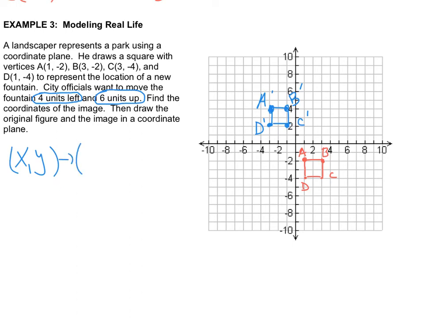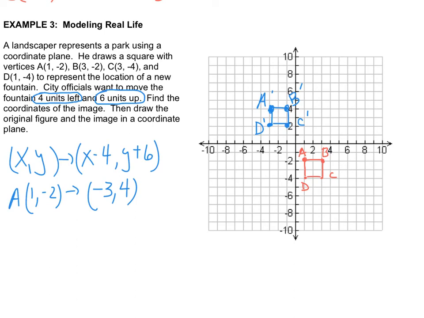So again, left 4 units. So this time the x value, whatever the original x is, has to go to the left, which is minus 4 on a number line. And the y value is going to go up. And when I say up, we always add. So that's what the algebraic piece looks like. So looking at each of these, A originally was 1, negative 2. If I subtract 4, it now becomes negative 3. Adding 6 to a negative 2 makes it 4. So that is the new image point, the A prime.